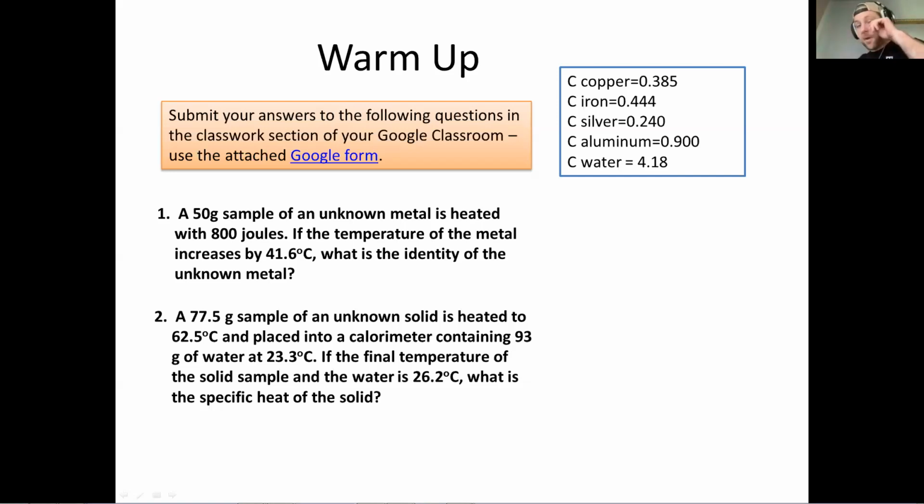And warm-up number 2, however, is pretty closely related to the first calculation you're going to have to do in the lab. So hopefully this helps as well.